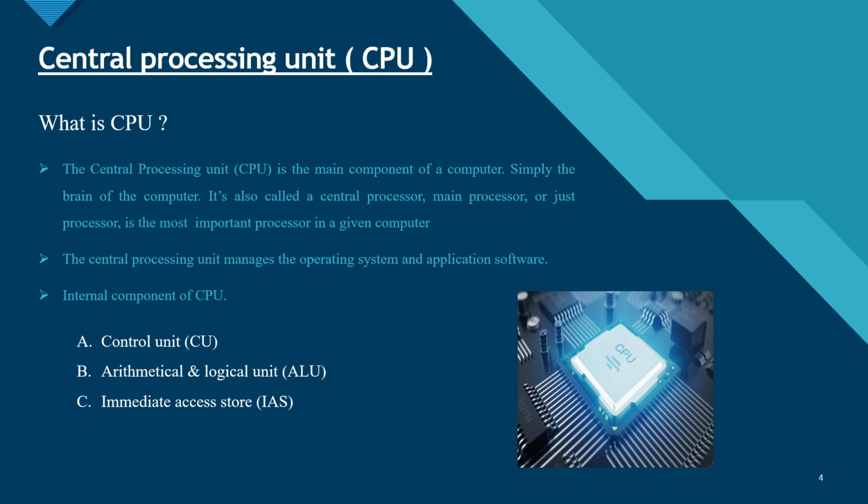Before looking at the components of a CPU, let's first understand what a CPU is. The CPU is the main component of a computer. Simply, the brain of a computer. It is also called the central processor, main processor, or just processor, and is the most important processor in a given computer. The central processing unit manages the operating system and application software.